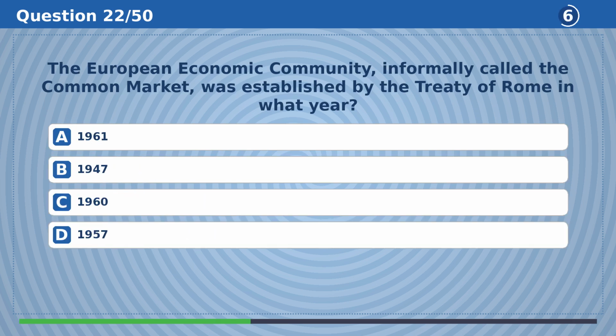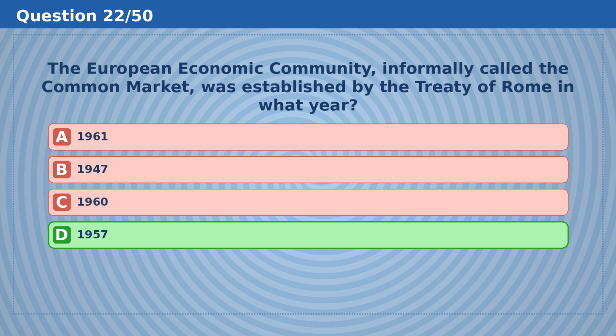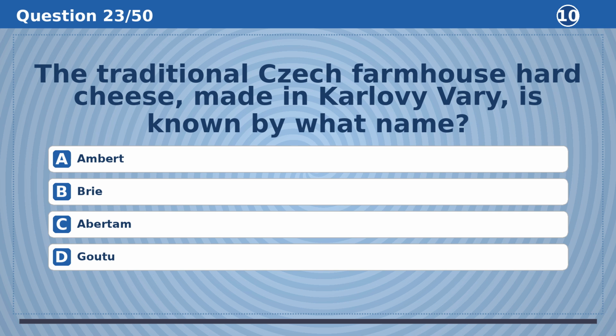The European Economic Community, informally called the Common Market, was established by the Treaty of Rome in what year? The answer is D, 1957.